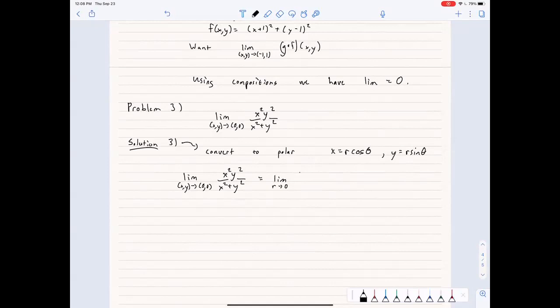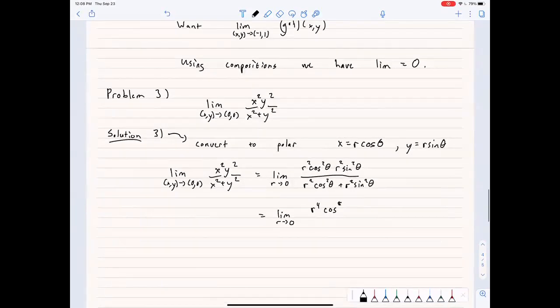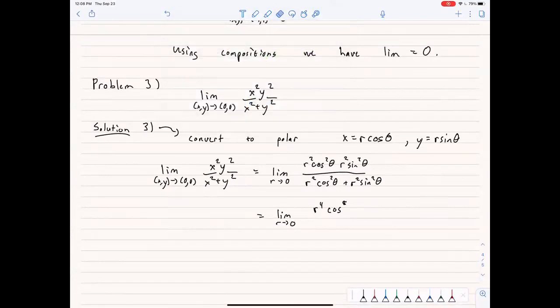But we can put in our change of variables, cosine squared theta, r squared sine squared theta. And in the denominator, we get r squared cosine squared theta plus r squared sine squared theta. Of course, pulling out the r squared from the denominator, we get just cosine squared plus sine squared, that's 1. So here we get the limit as r approaches 0 of r to the 4th, cosine squared theta, sine squared theta.